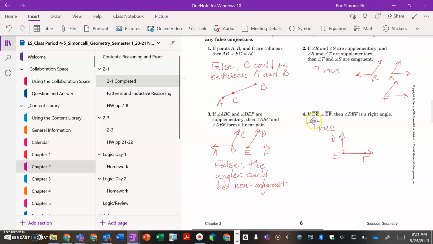Number 4, if DE is perpendicular to EF, and this should be a segment, so I'll go ahead and erase the arrows later for you. If segment DE is perpendicular to segment EF, then angle DEF is a right angle. Well, that's the very definition of perpendicular, right? If you have a perpendicular relationship, certainly you've created a right angle here with angle DEF. So the answer is true. There is no counterexample that can disprove this.